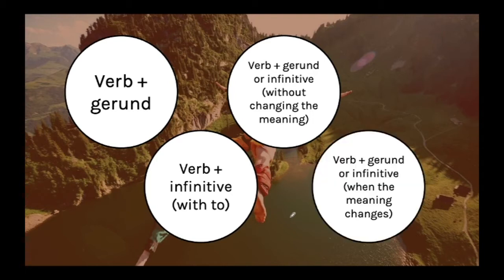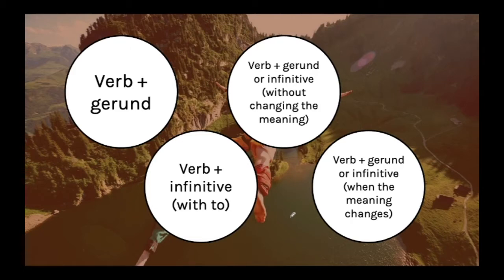And the last pattern, which is the trickiest one, the most difficult one, you can have a verb followed by a gerund, or you can have the verb followed by an infinitive, but in the verbs that are in this pattern, the meaning of the sentence is different. The meaning of the sentence changes when you have a gerund or when you have an infinitive. We're going to see some examples.